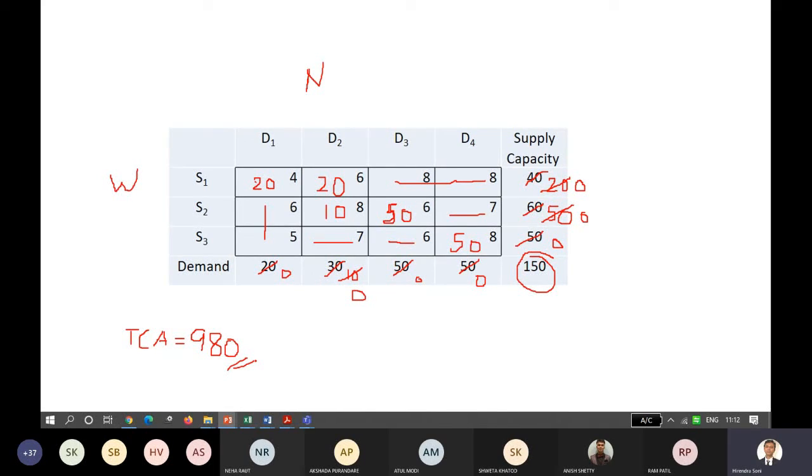In this particular case, we call it a basic feasible solution because it is taking care of my entire demand as well as entire supply. And what is the number of allocations that we are getting? 1, 2, 3, 4, and 5. 5 allocations. How many rows are there? M is the number of rows. How many rows do we have? 3 rows. N is the number of columns, which is 4.